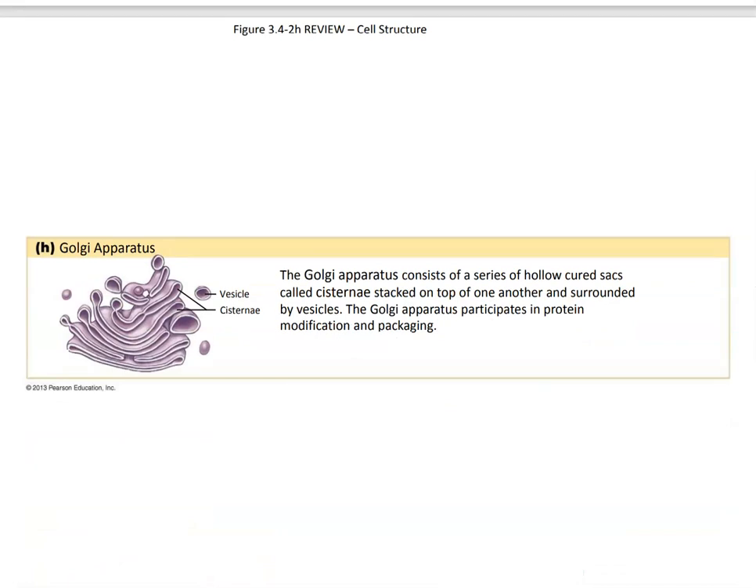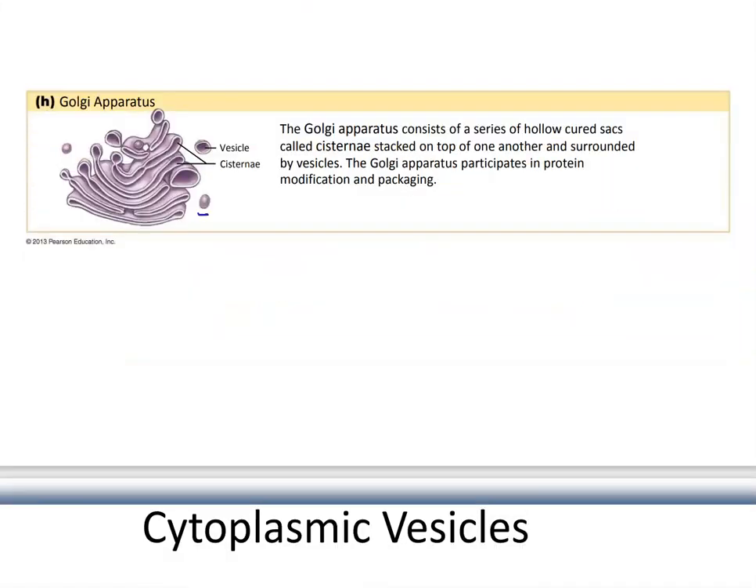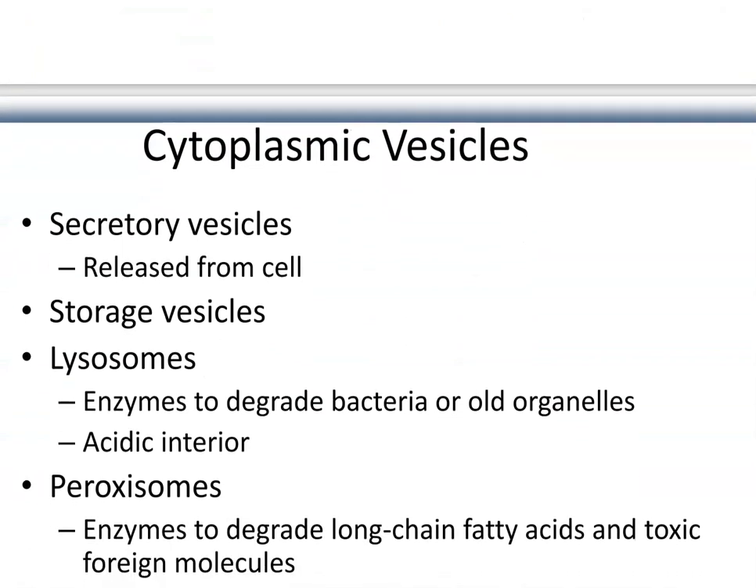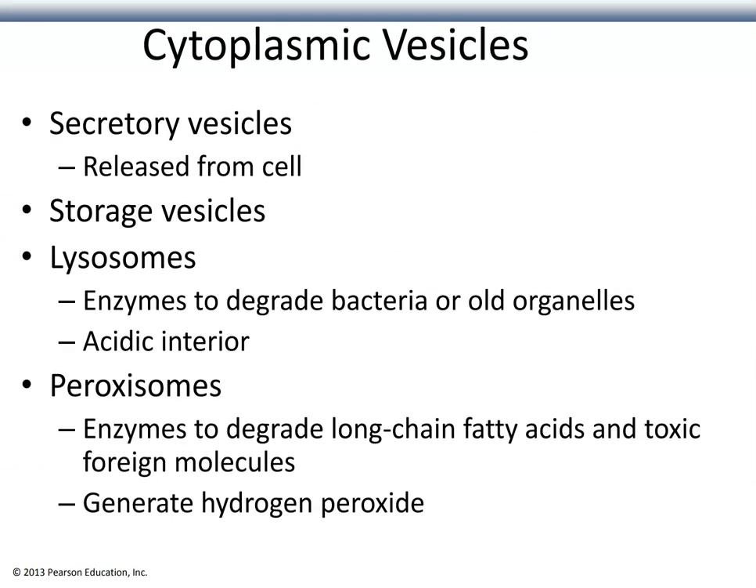And here, another image that's not super great, but you get the idea. The Golgi apparatus is sometimes referred to as looking like a stack of pancakes. Here they color-coded it in purple, but anyway, you can see little vesicles that are fusing and pinching off the Golgi apparatus. So, some more cytoplasmic vesicles. We also have secretory vesicles, storage vesicles, and then lysosomes and peroxisomes.